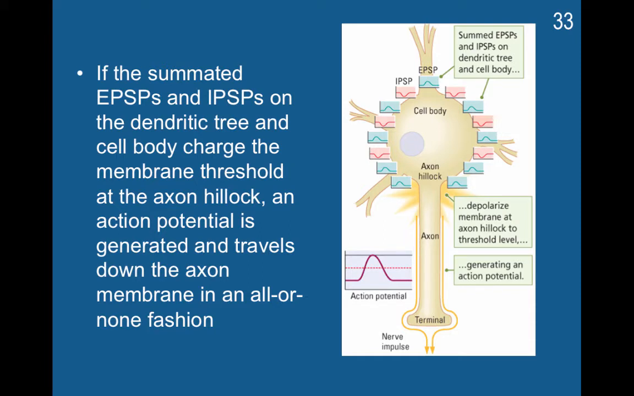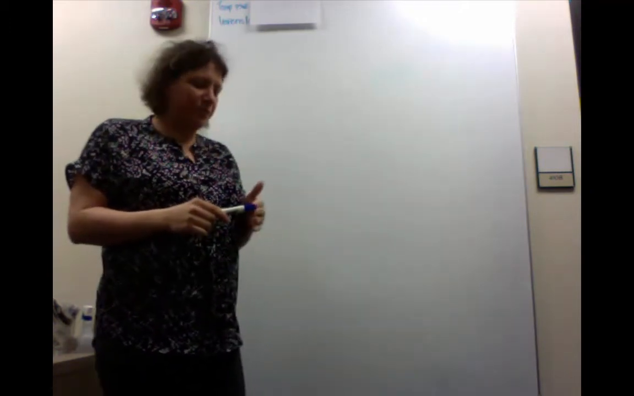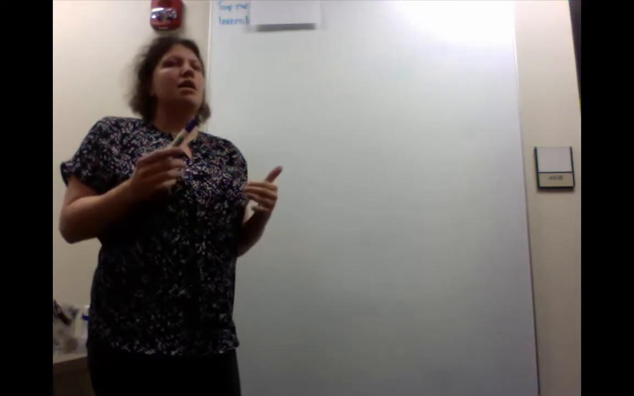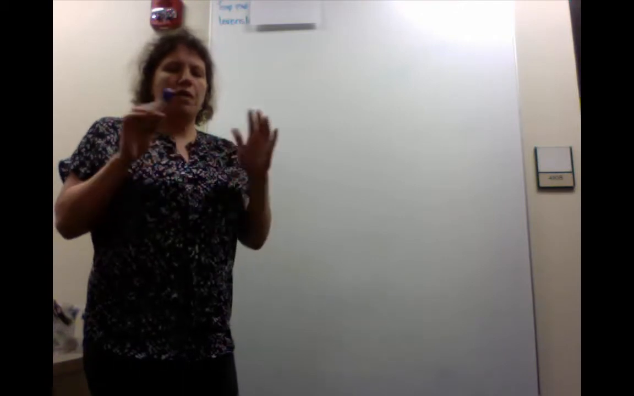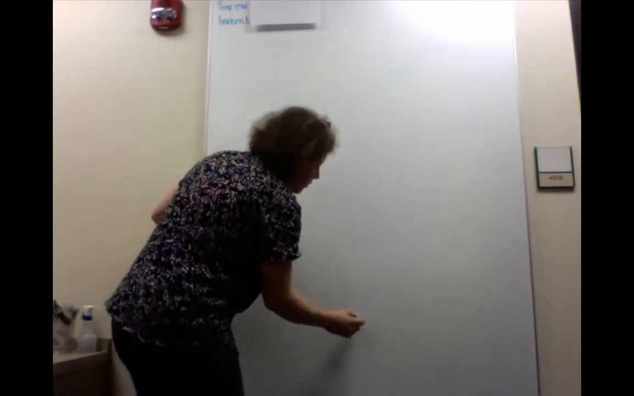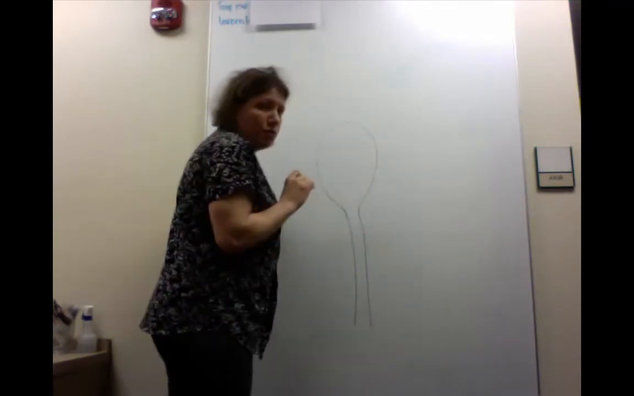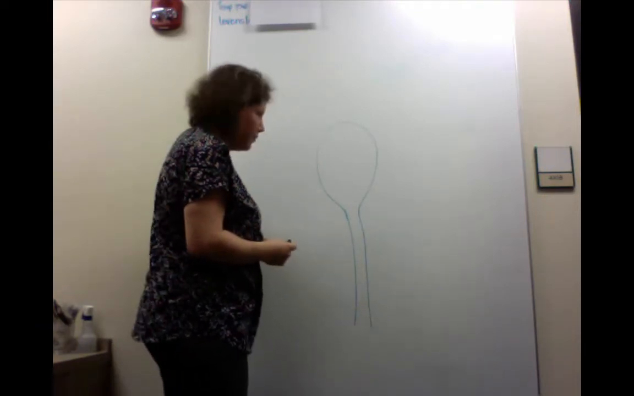Now I'm going to take a second to draw some of this out and show you how this would look in greater detail. Okay, so now I'm going to hopefully provide you some additional explanation of how EPSPs and IPSPs are summed across the dendritic trees and the cell body of a neuron. So here is our rudimentary neuron, and I hope you guys can see this well enough.